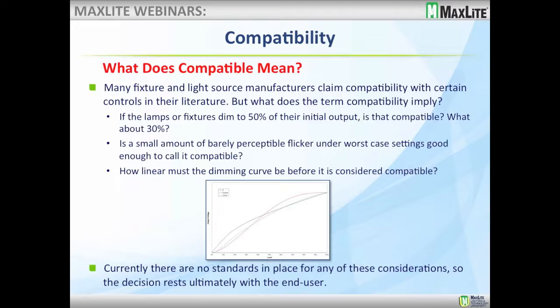And then what if you have a little bit of flicker at the bottom end? Is that okay? It might be okay for some people, it might not be. And what is a little bit of flicker compared to a lot of flicker? It's a very subjective measurement. We don't really know. So all these different considerations have to be taken into account.